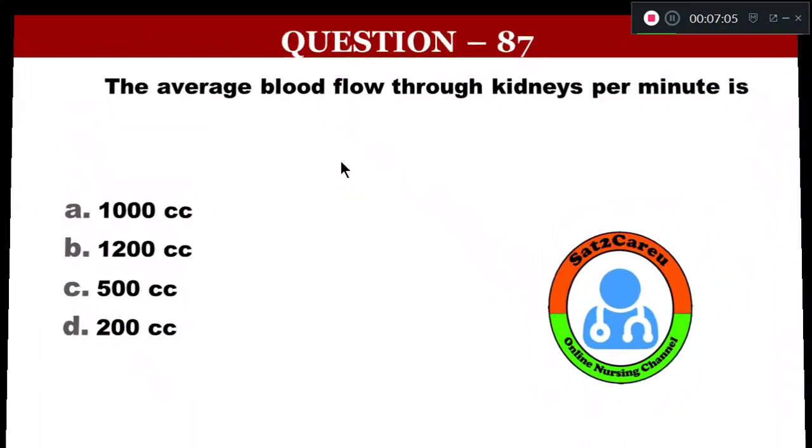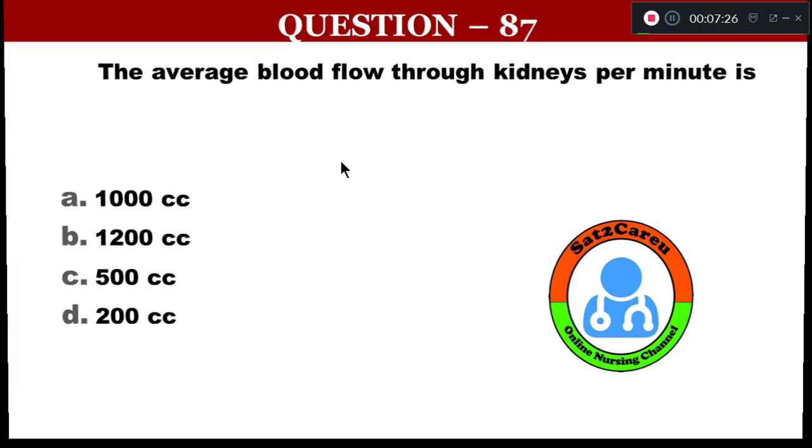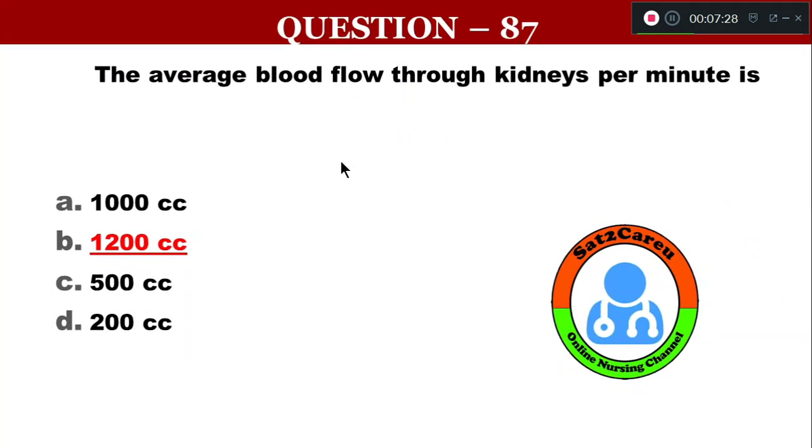Question number 87. The average blood flow through the kidney per minute is option A 1000 cc, B 1200 cc, that is 1200 ml, option C 500 cc, option D 200 cc. The amount of blood which is passing through the kidney per minute is 1200 ml, that is 1200 cc.